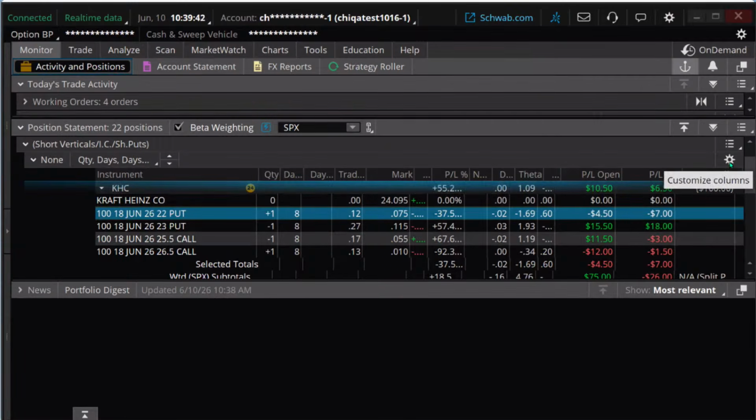Just go up to your gear, customize column, and it's just called days to expiration, I think is what the name of it is, for options. This is an iron condor, okay? This is an iron condor. Here's a short put vertical. Here's a short call vertical.